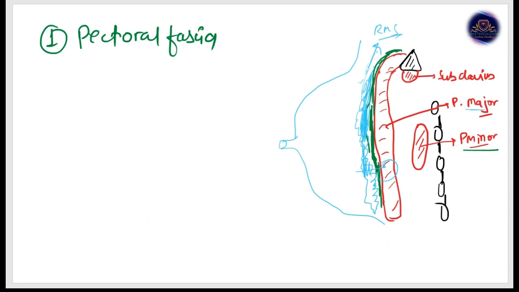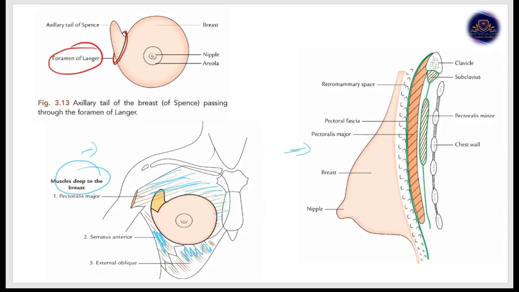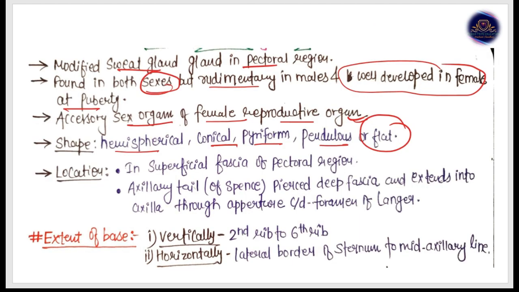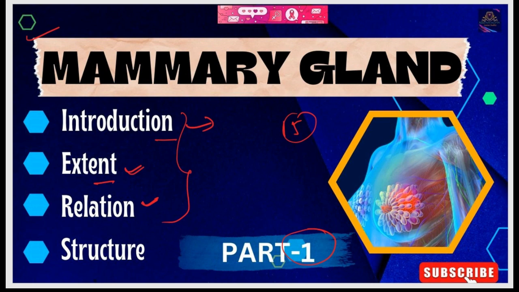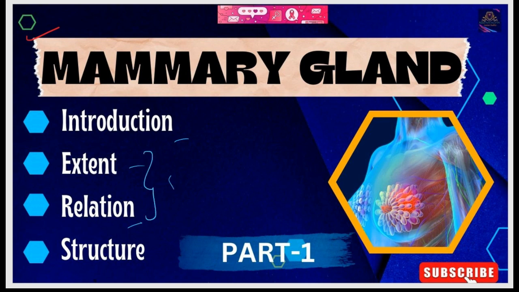Okay, so these are the relations, understand? That's all you have to learn about that. So for today's topic, in part 1 of the lecture, we have learned about the introduction, extent of the base, and relations. Okay, so this covers your whole 5 marks. The structure covers the 5 marks.